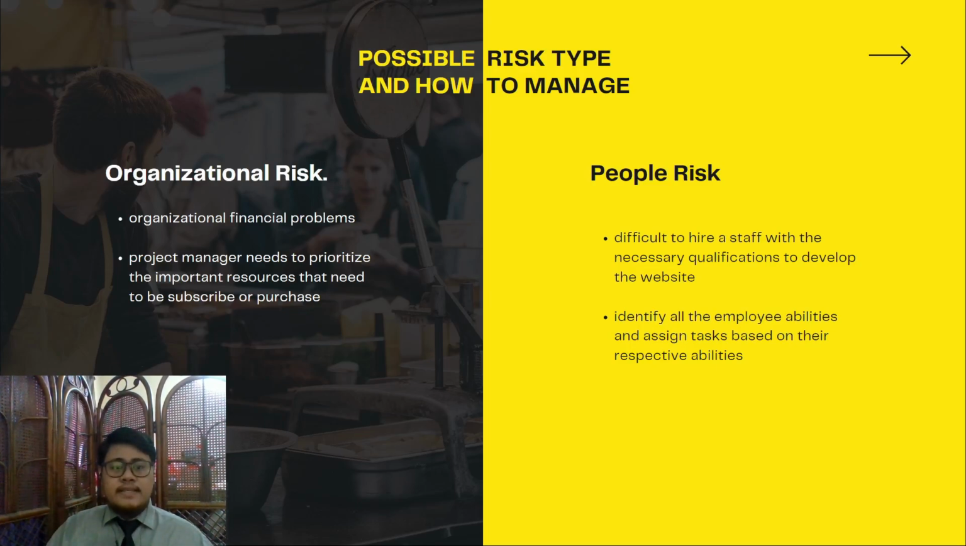So, possible risk types and how to manage them. The first possible risk is the organization risk. It can be categorized under financial problem. How to manage this is, as a project manager, we need to prioritize the important resources that need to be subscribed or purchased. The second risk is the people risk. As a project manager, it is difficult to hire staff with the necessary qualifications to develop the website.